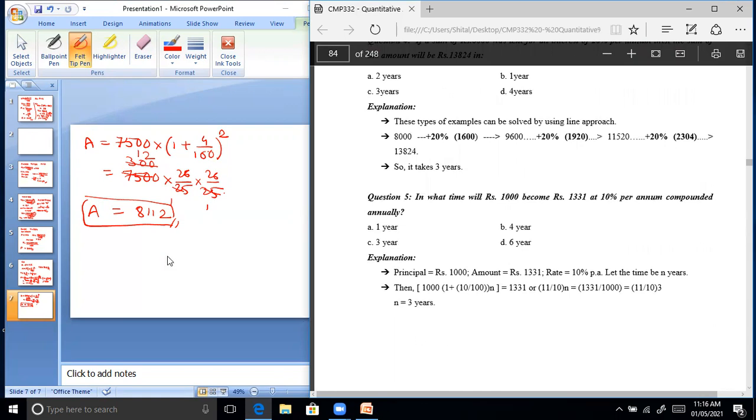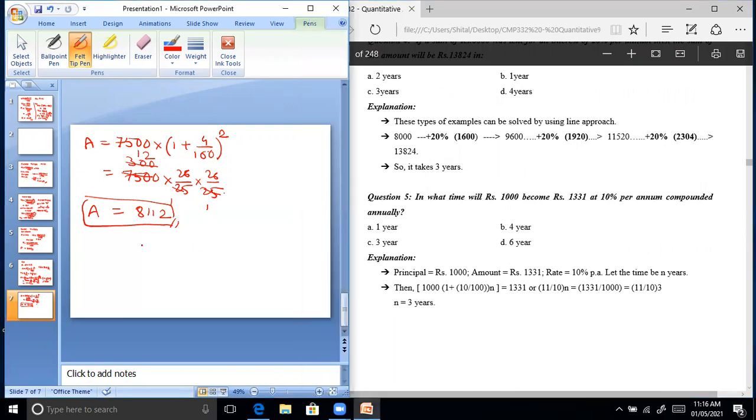Next question, we will see question 5. In what time will 1000 become 1331 at 10% per annum compounded annually? The principal amount is given as 1000. So the amount is given as 1331 and the rate is given as 10%. Let the time be n years.